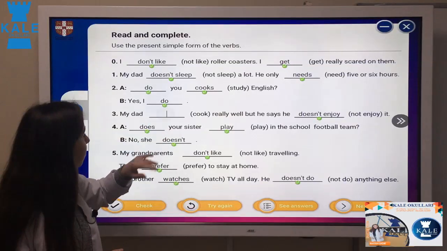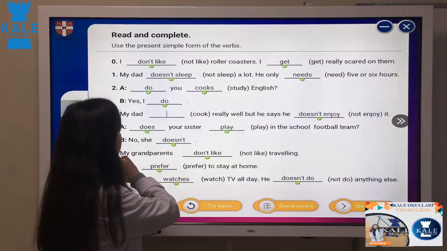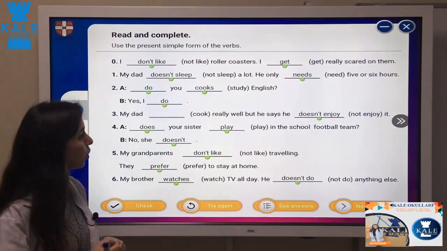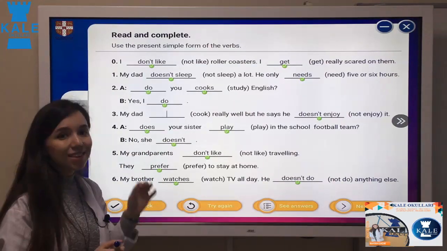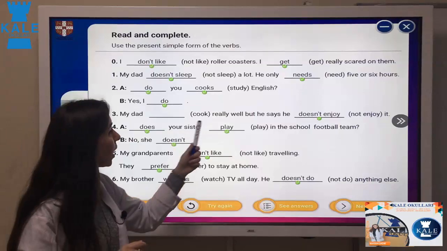My dad cooks really well. Can I write here? I can't, but the answer is cooks really well. Okay, so why? Because my dad is he. Because of that, here we write cooks. The answer is cooks. You can write.